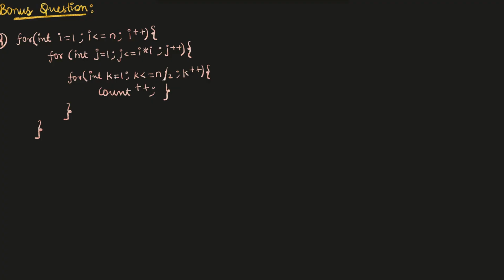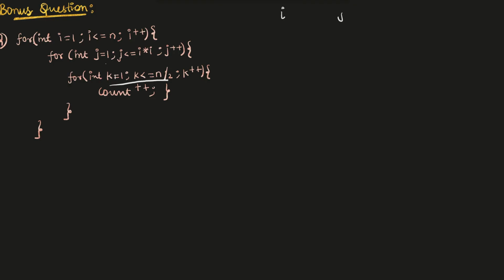Now we have come to the bonus question of this session, and let's see how do we solve this problem. The value of I is 1 to n, j is from 1 to I square, the value of k is from 1 to n by 2. See, this thing is constant. It always runs 1 to n by 2 times. So the process is same.